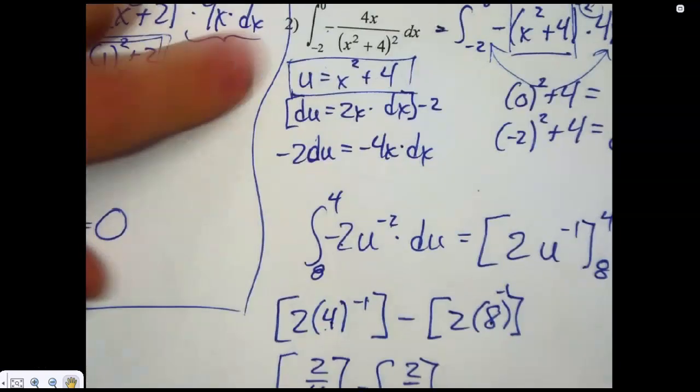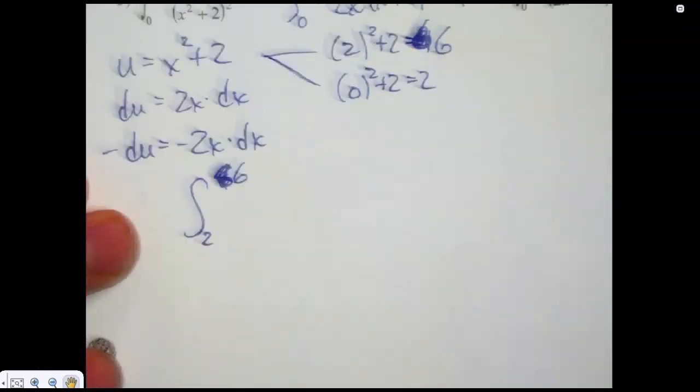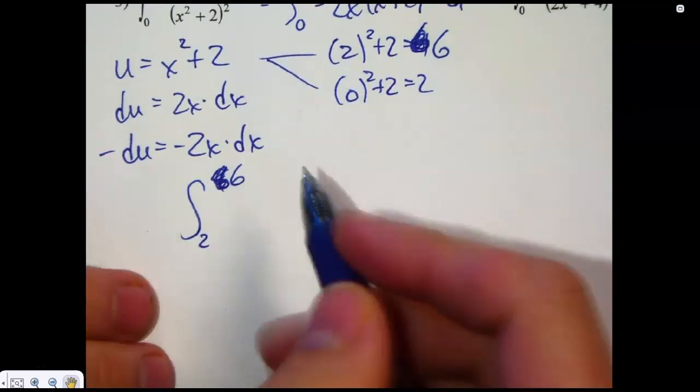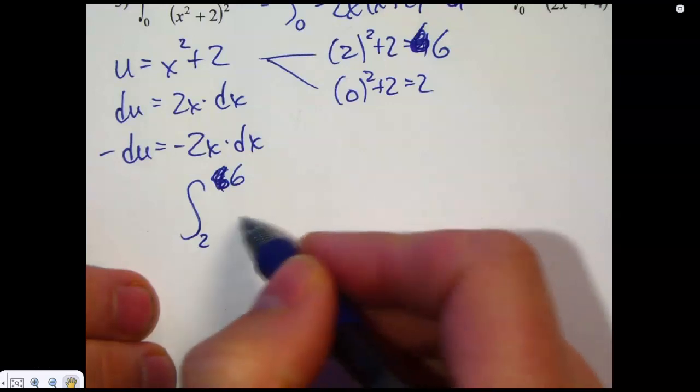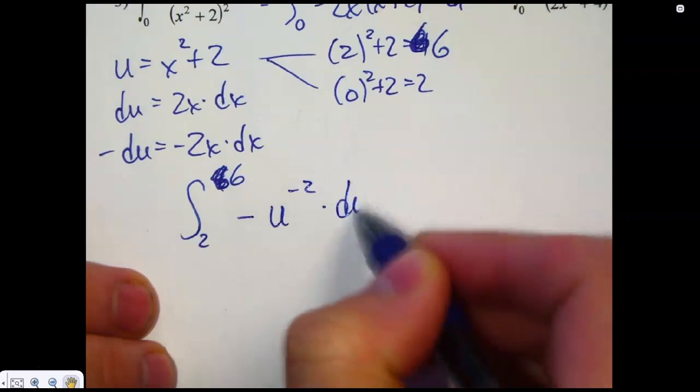But what I was trying to point out is some people freak out when there's a big number on the bottom and they flip it. Don't do that. I'm sorry, I might confuse you. So then this is going to be negative u to the negative second times du.